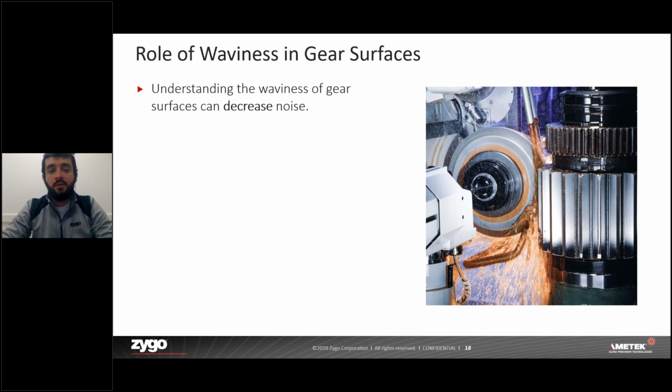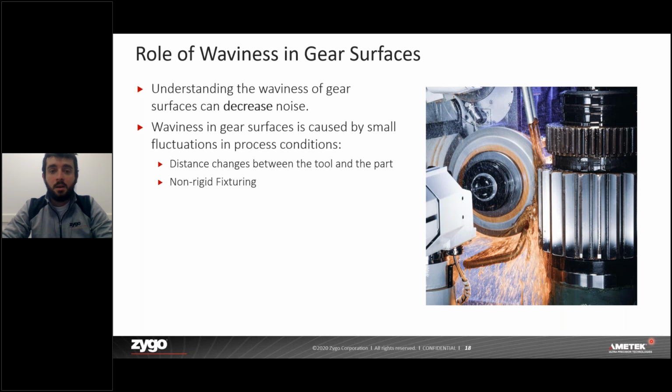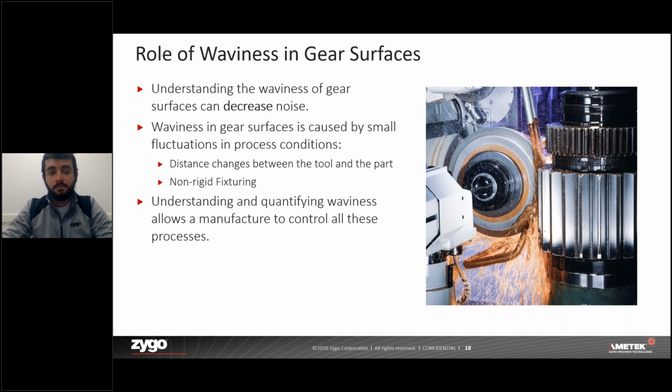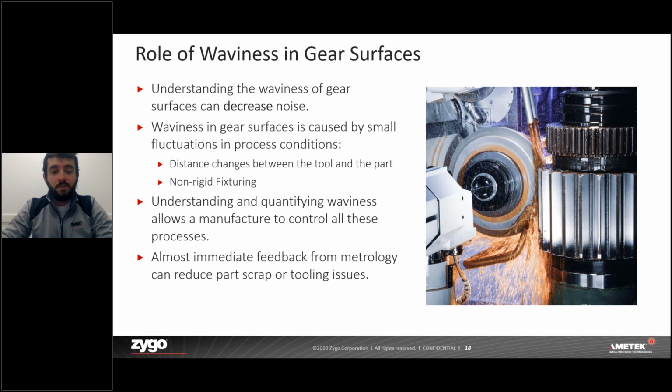So understanding the waviness of a gear surface can decrease the noise. Again, there's a couple of manufacturing processes that affect the waviness, two of them being the distance changes between the tool and the part and non-rigid fixturing. So understanding and quantifying waviness allows a manufacturer to control these processes. And with almost immediate feedback from metrology, we can reduce part scrap or tooling issues.